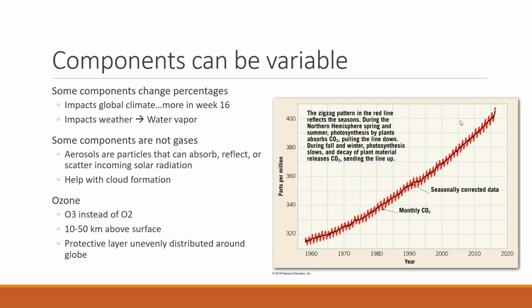One of the other variable components that we have is carbon dioxide, which we actually see here in this graph. We see the up and down of the annual, or seasonal rather, variations in carbon dioxide. This up and down is due to photosynthesis during the spring and summer, which consumes more carbon dioxide because plants take in carbon dioxide and then release oxygen. But we will talk a lot more about carbon dioxide in week 16 when we're looking at how the variable gases in the atmosphere impact global climates.